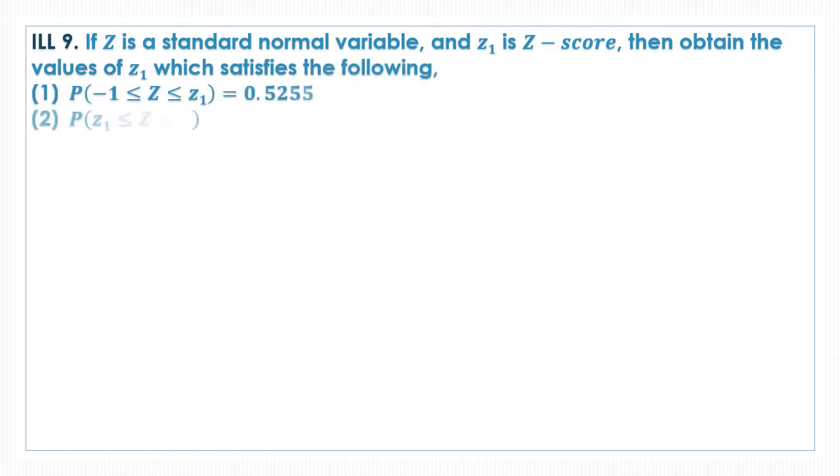First one, P(-1 ≤ Z ≤ z1) = 0.5255. Number 2, P(z1 ≤ Z ≤ 2) = 0.7585.